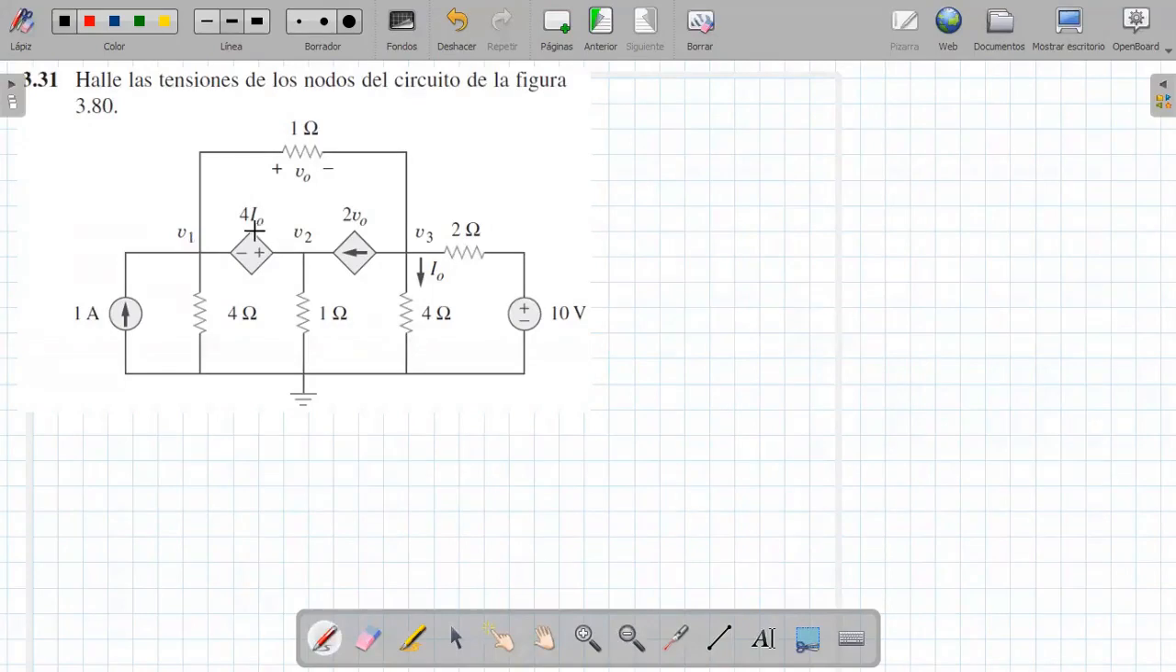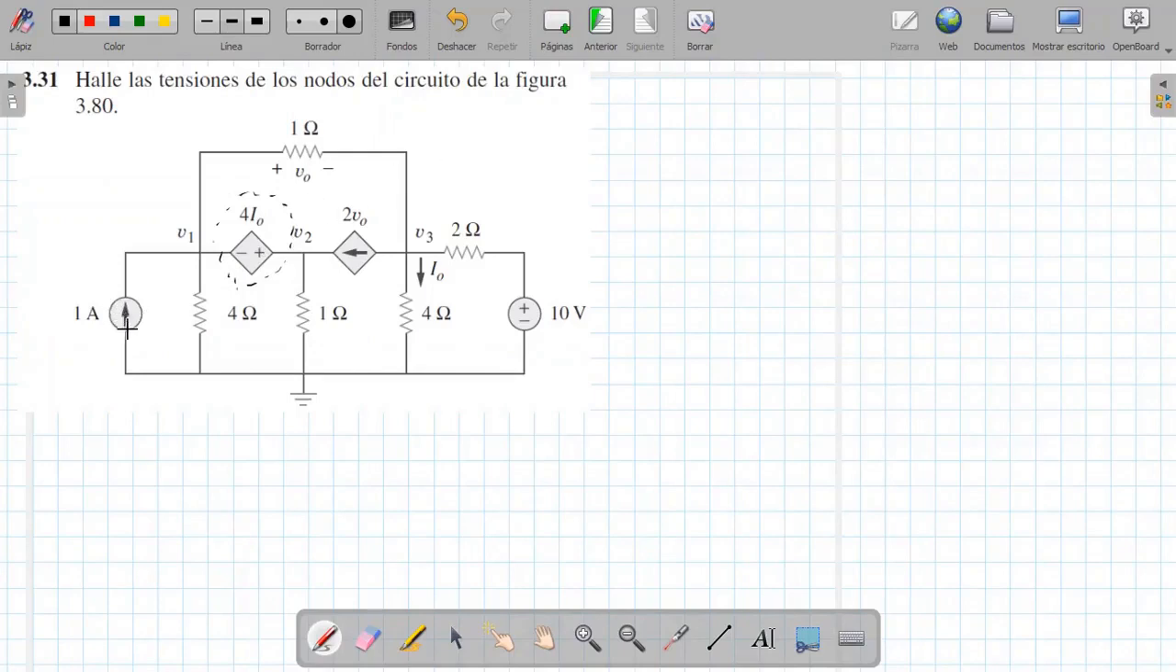The first thing I observe here is this dependent voltage source. We know that it is located between two nodes. This is what is called a supernode. It is as if we had a point in common, that is, we pretend that there is a short there when we do this visual analysis of the currents.